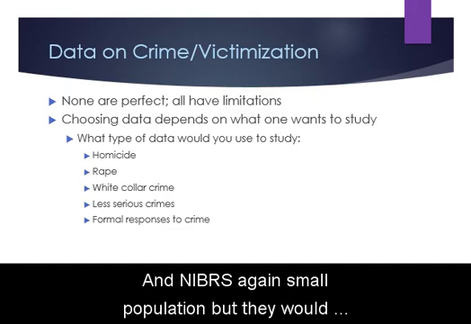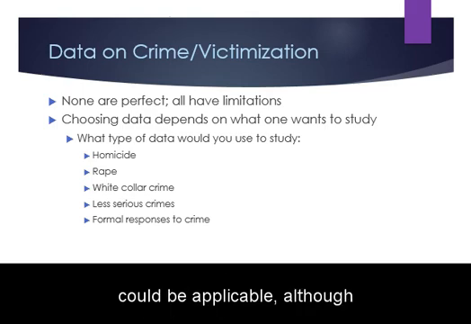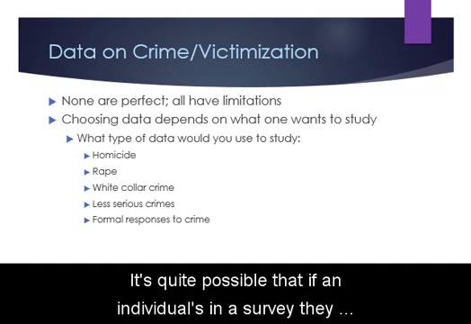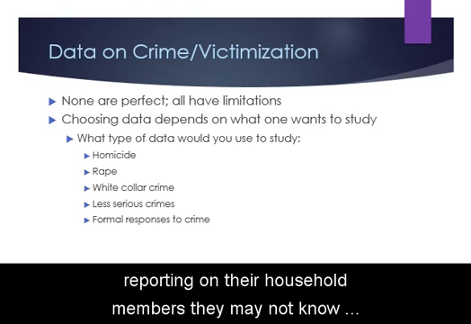And NIBRS, again, has a small population, but it would have a lot of information per incident. And then the NCVS could be applicable, although it's quite possible that if an individual is in a survey, they may not want to disclose that information, or if they're reporting on their household members, they may not know that information.